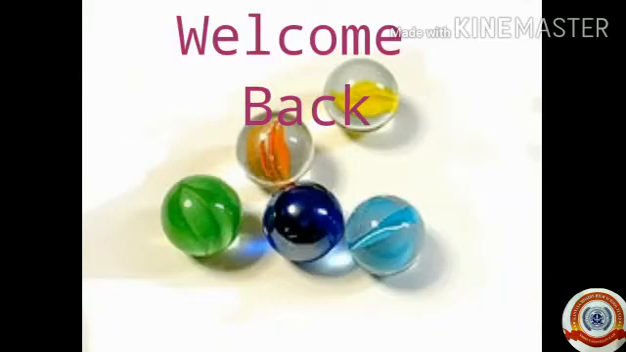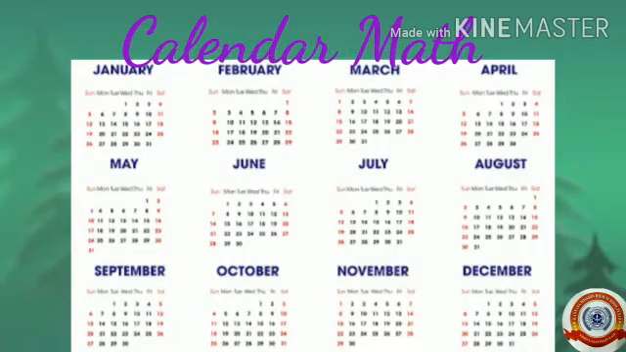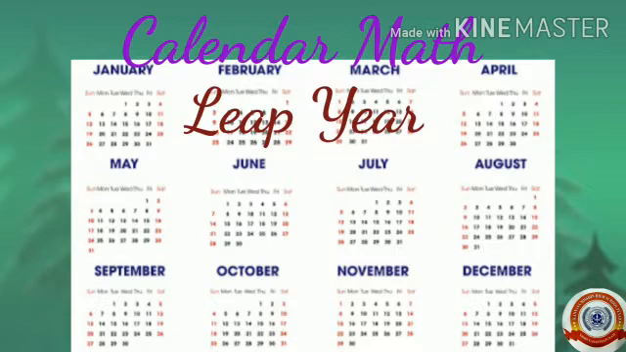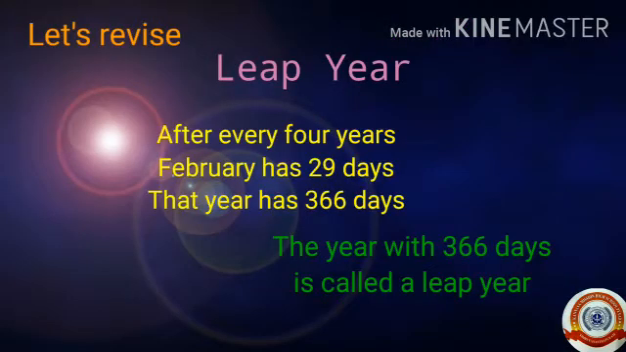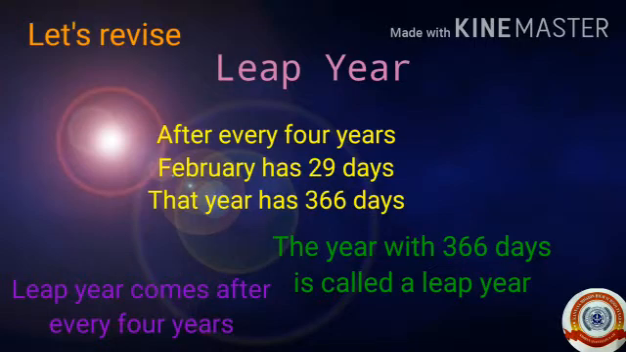In the last class, we discussed calendar math and also learned about leap year. Today, at first, let's revise leap year. After every 4 years, February has 29 days. That year has 366 days. The year with 366 days is called a leap year. So we can say that a leap year comes after every 4 years.